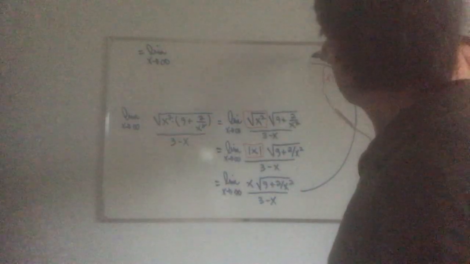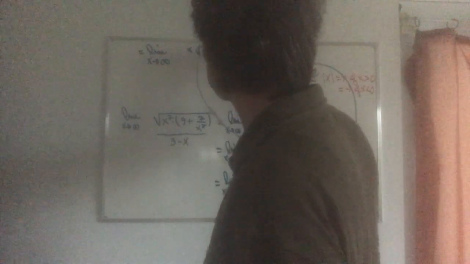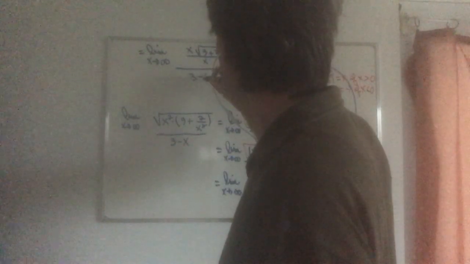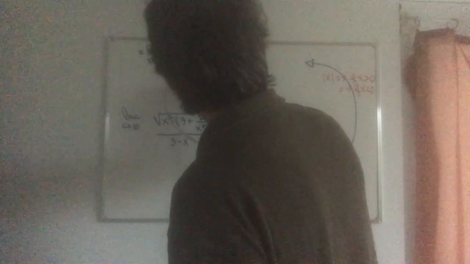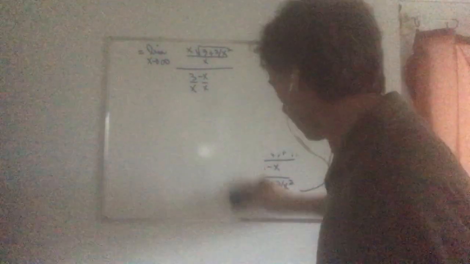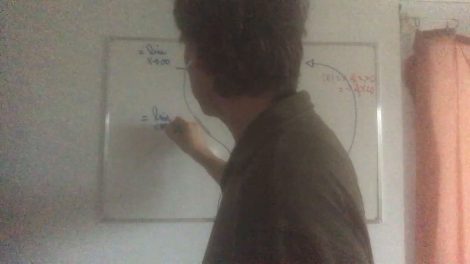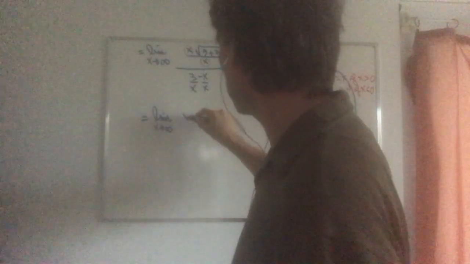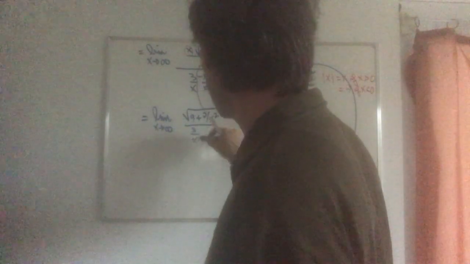So, moving up here. Limit as x approaches infinity of x times the root of 9 plus 2 over x squared. I'm dividing this by x. Downstairs, 3 minus x. I'm dividing this by x, so x and x. That is an x. What is it that I get? Those two x's cancel out. Limit as x goes to infinity. Those two are gone. And I am left with the root of 9 plus 2 over x squared. And downstairs, I am left with 3 over x minus 1.